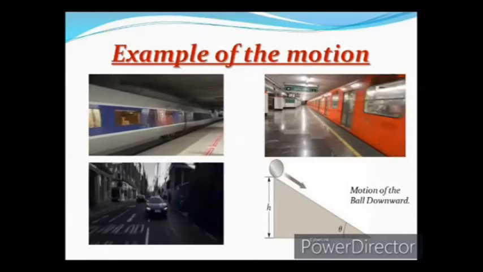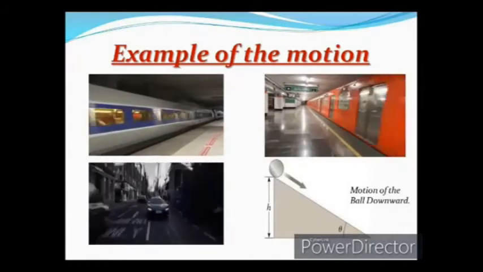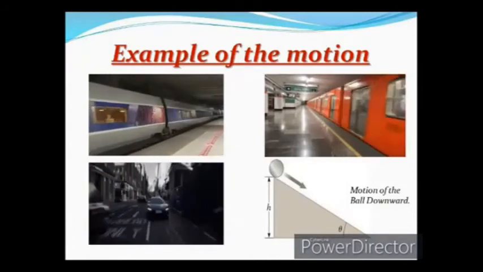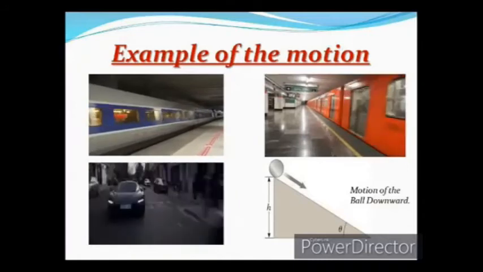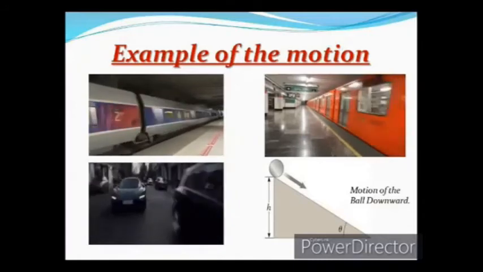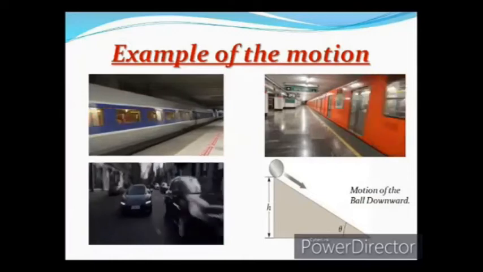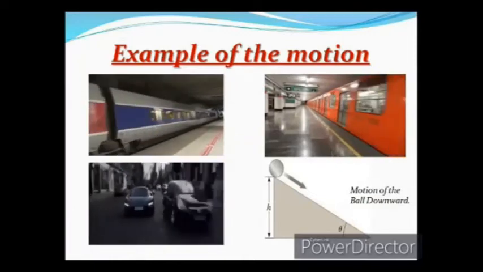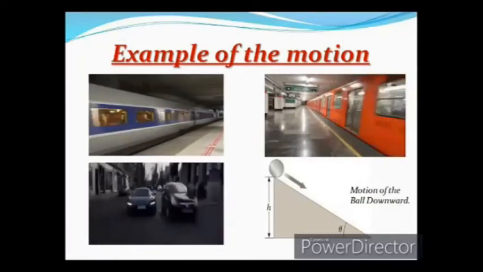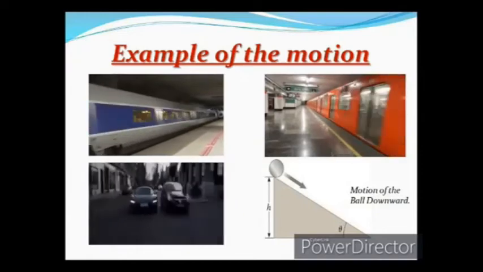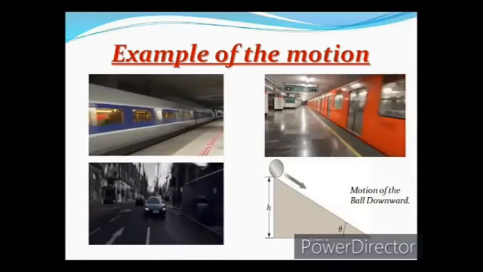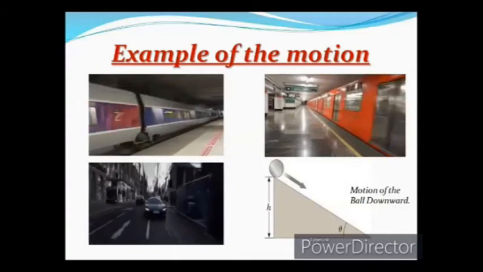The moving trains or the metro railways and the fast moving car. Similarly, the ball in the last image slides downwards, which means its motion is towards the ground. Now, we will be studying its types.